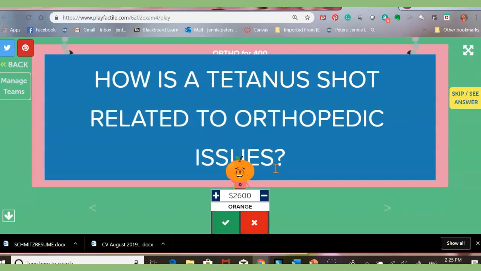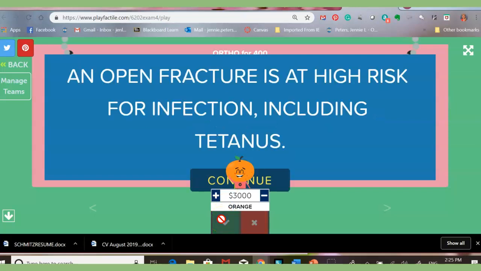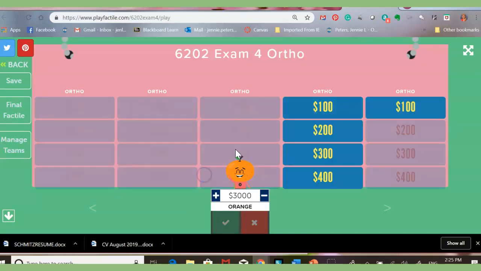And how's a tetanus shot related to ortho issues? Well, if you have an open fracture, you're at high risk for infection. So you need to make sure that you're up to date on your tetanus shot. Simple as that.